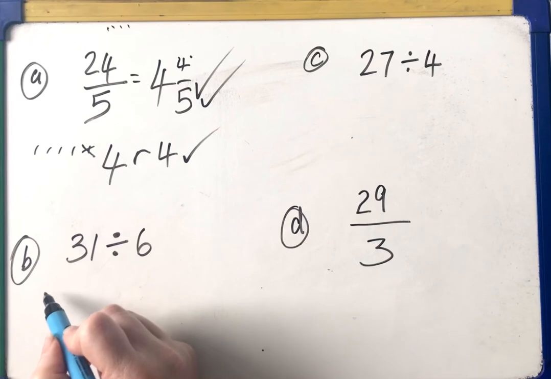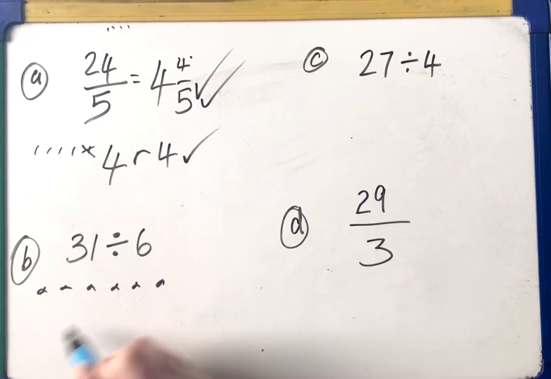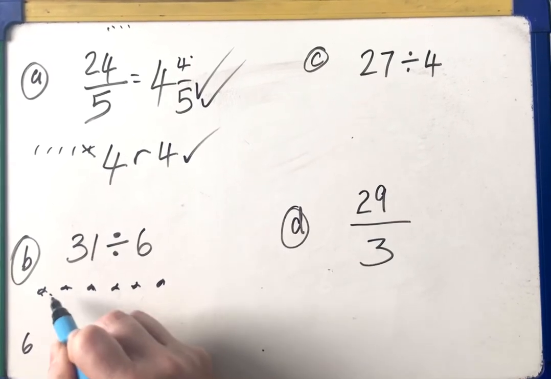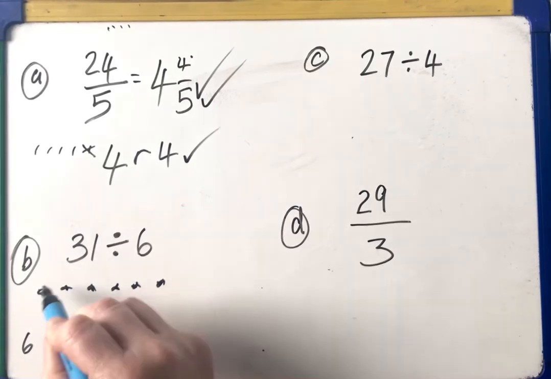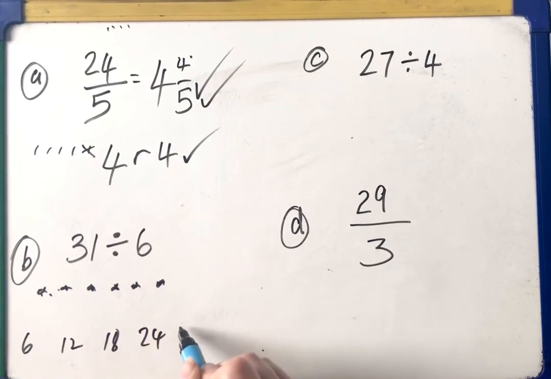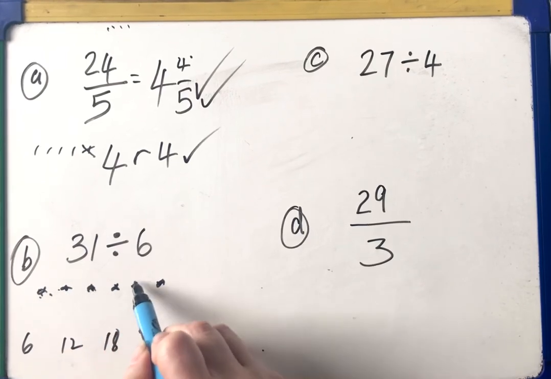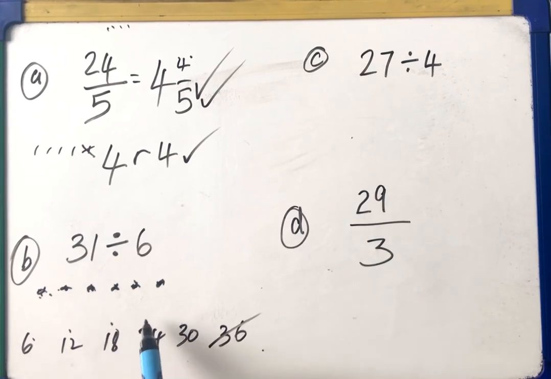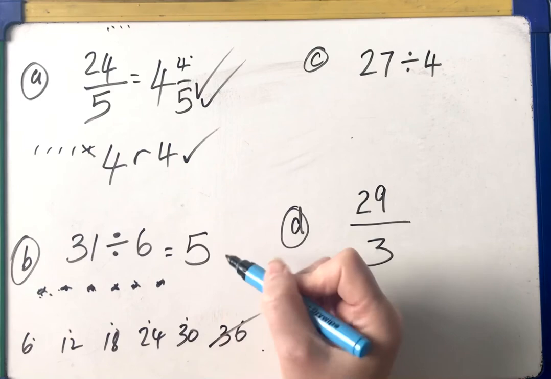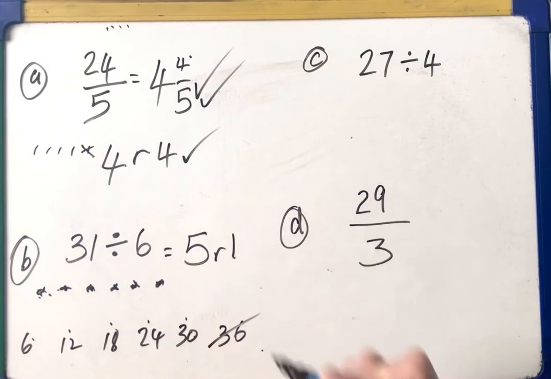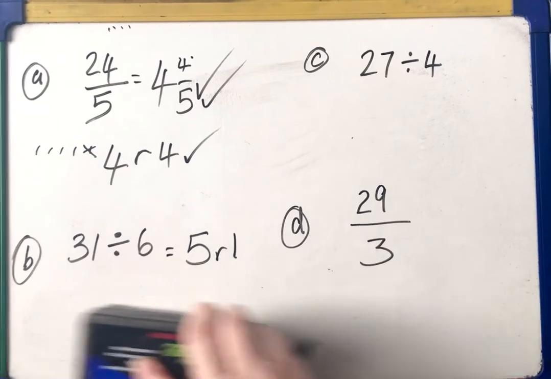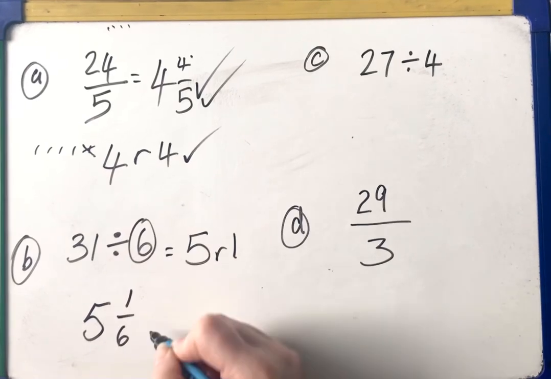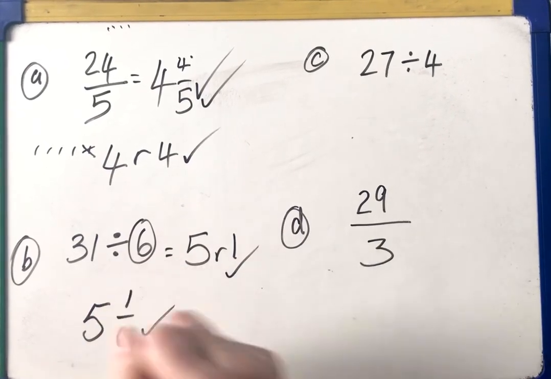31 divided by 6. So I'm going to do my 6 times table. 1, 2, 3, 4, 5, 6, 7, 8, 9, 10, 11, 12, 13, 14, 15, 16, 17, 18, 19, 20, 21, 22, 23, 24, 25, 26, 27, 28, 29, 30, 31, 32, 33, 34, 35, 36. Well, that's too big. So it goes in 1, 2, 3, 4, 5 times, and the remainder from 30 to 31 is remainder 1. If you want to write it as a mixed number, you've written 5 and 1 over 6. That's correct, but that's beautiful.